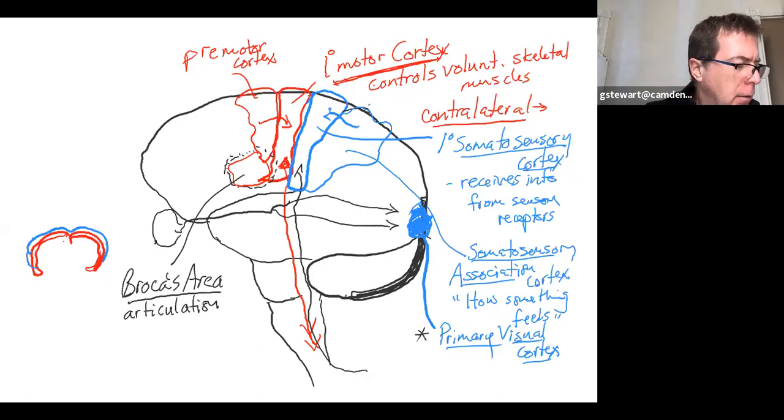The primary auditory cortex is not highlighted very well with a color, so I'm just going to pick a new color. The primary auditory cortex is located in the temporal lobe region right about here.